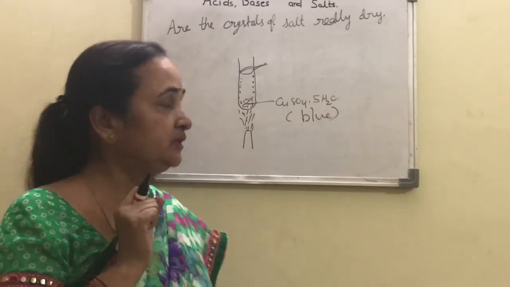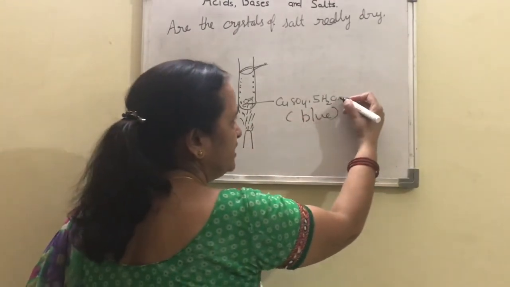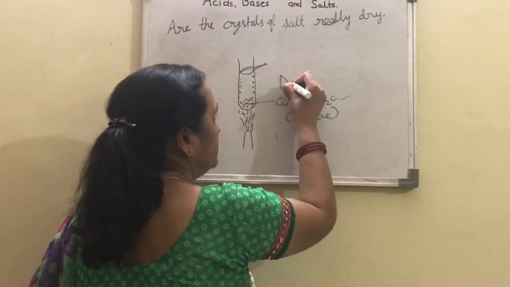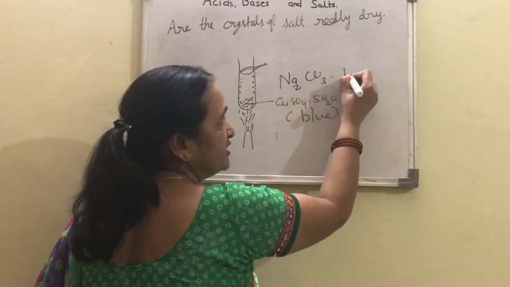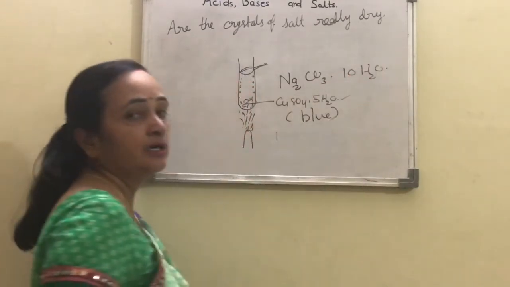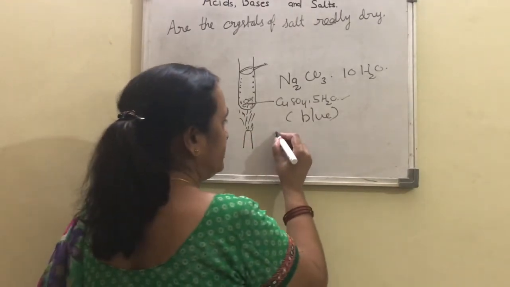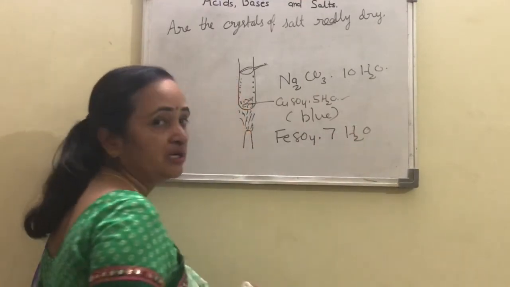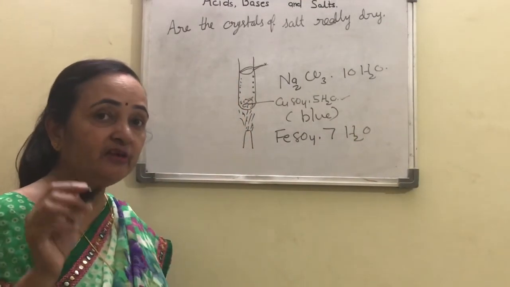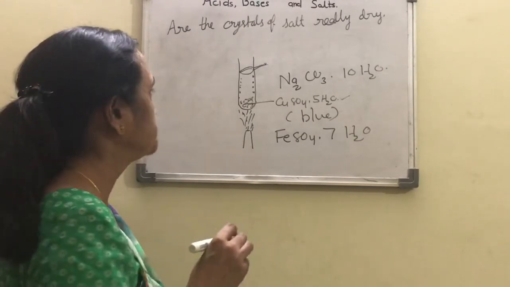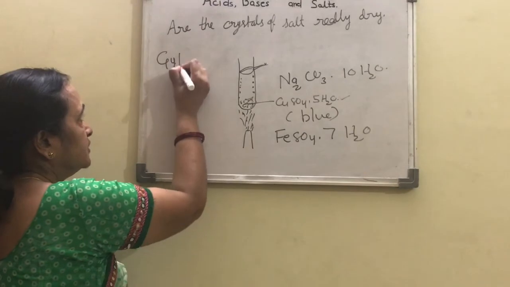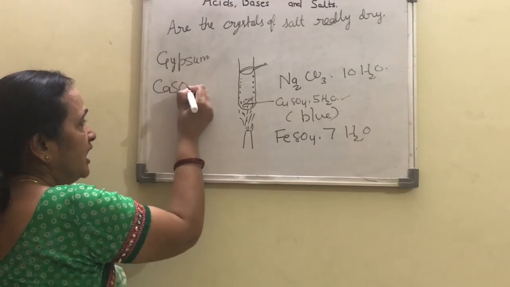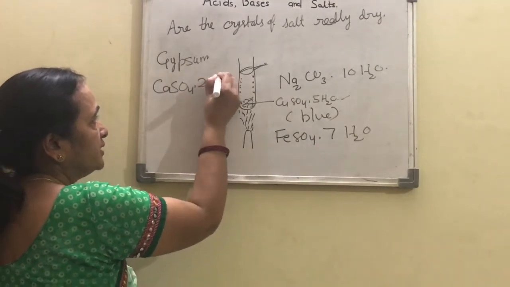You can take some examples. For copper sulfate, as I told you, it is 5 molecules of water. For washing soda, water of crystallization is 10 molecules of water. Then for ferrous sulfate, FeSO4, if you remember from the first chapter, 7 molecules of water are there. And there is one more chemical, which is known as gypsum, and in this, calcium sulfate and 2 molecules of water are there.